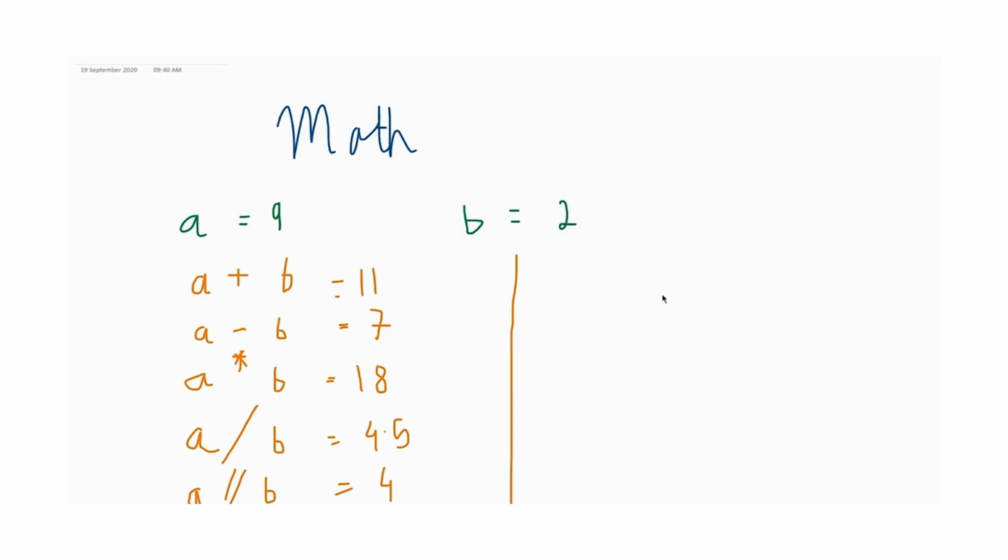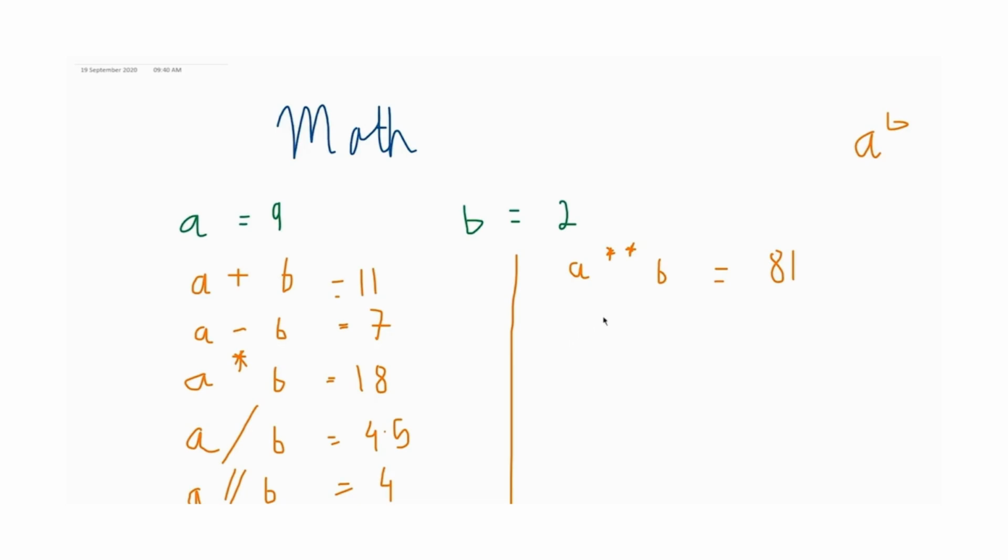Let me make some space here, and then I'll write some other operations here. So we also have powers. So we can raise A to B's power, like this, A raised to the power B, which would become 9 raised to the power 2, which is 81. So the way you do that is A and 2 asterisks, and then B, and then this would give the result, which is 81.